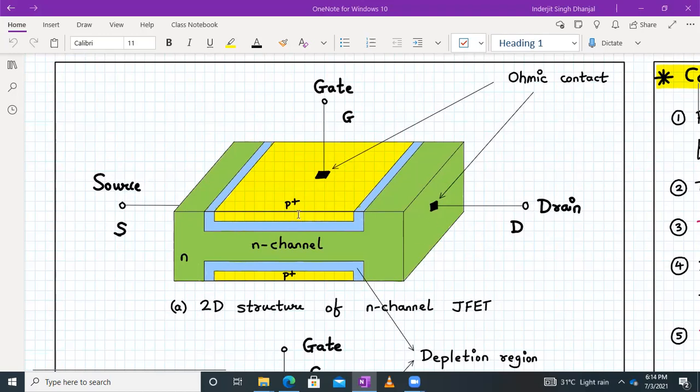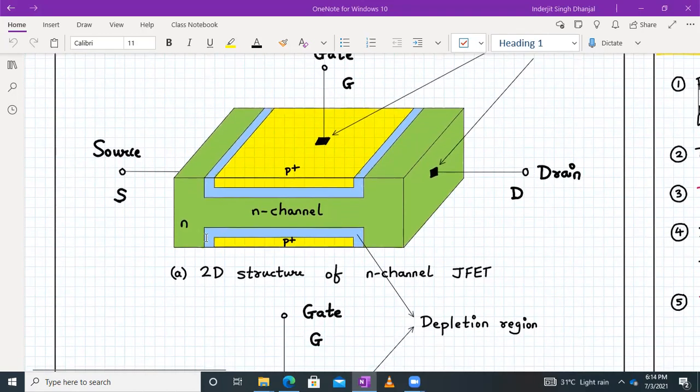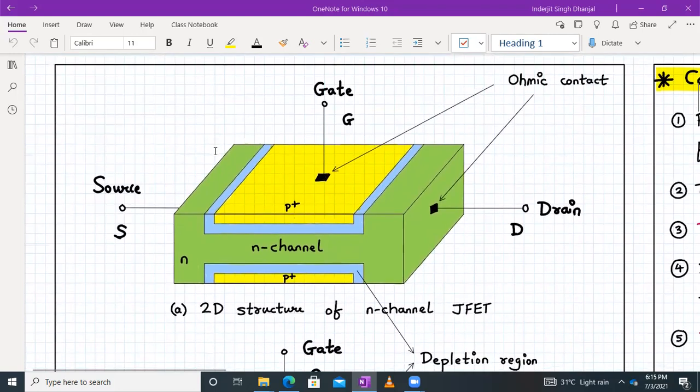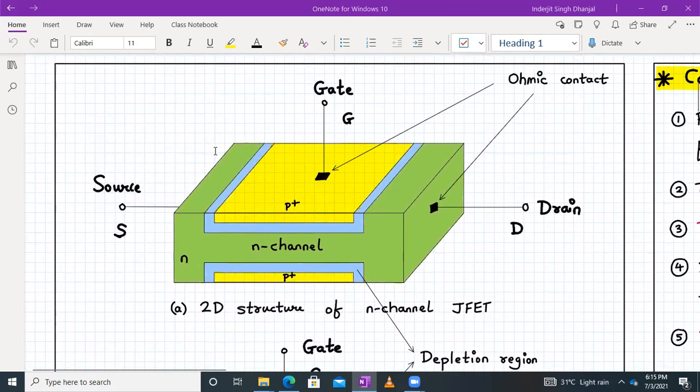Fine. And since you have the formation of a P plus N junction over here, and below also we have a P plus N junction, there is a presence of depletion layer. This blue colored region is my depletion layer, which is automatically formed whenever we have a PN junction formed in the device. Now this is the 2D structure.